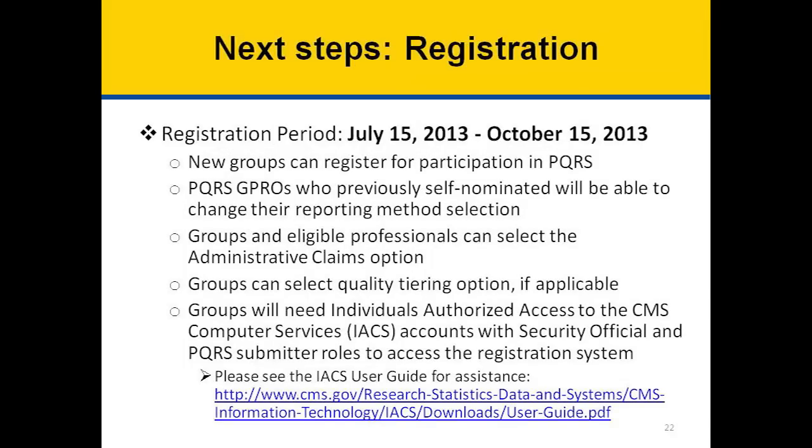The registration period is July 15th through October 15th, 2013. New groups can register for participation in PQRS. PQRS GPROs who previously self-nominated will be able to change their reporting method selection. Groups and eligible professionals can select the administrative claims option. Groups can select the quality tiering option if applicable. Groups will need an IACS account with security official and PQRS submitter roles to access the registration system. Please see the IACS user guide for assistance at this link.